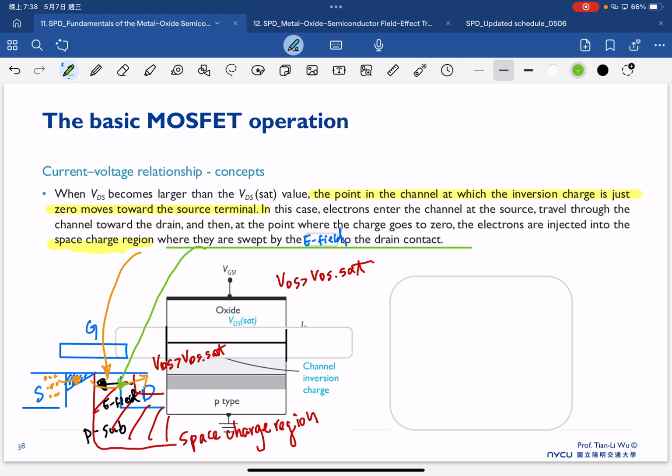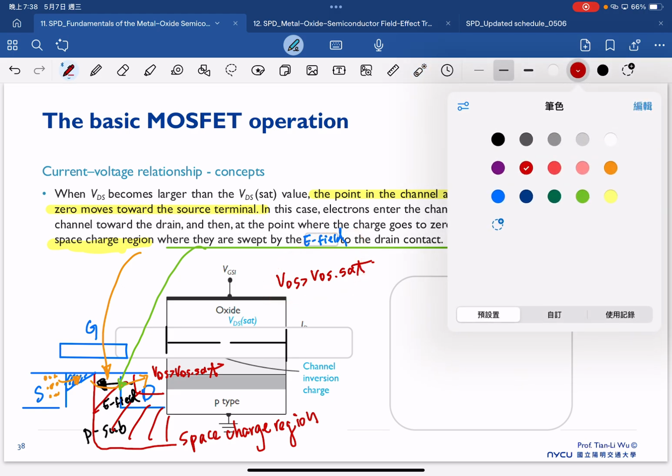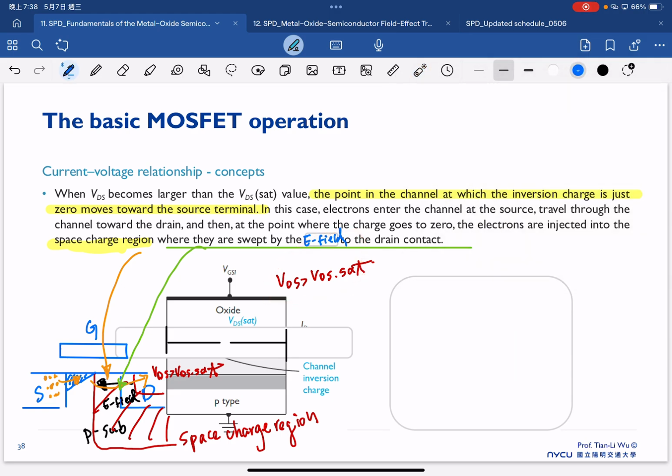So this is a case where VDS is smaller than VDS set, I just write it small here. This is VDS larger than VDS set. And back to this schematic, we are using the same knowledge here. Because right now VDS is larger than VDS set, now we have the inversion electrons as shown in here.